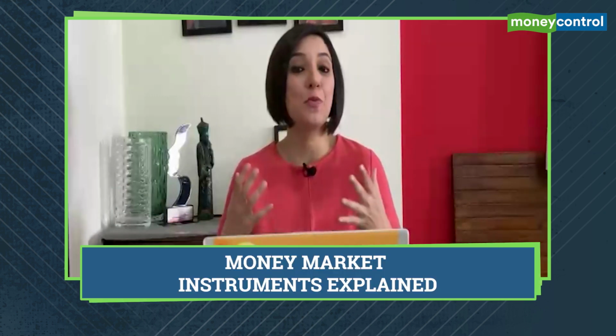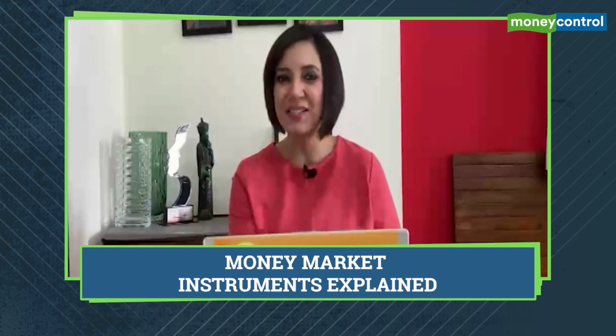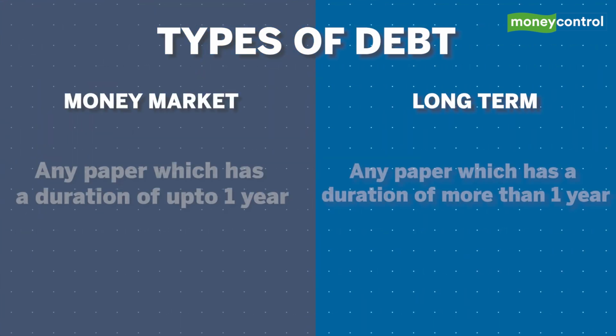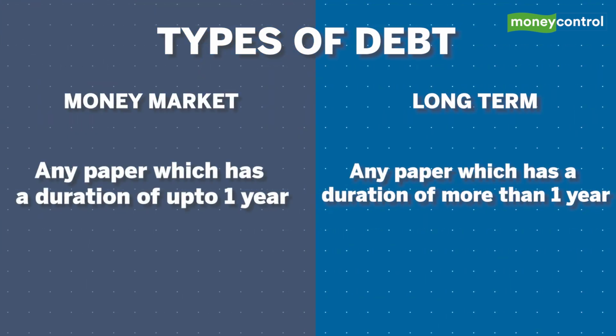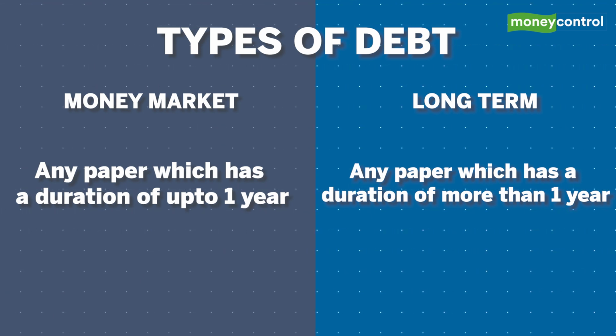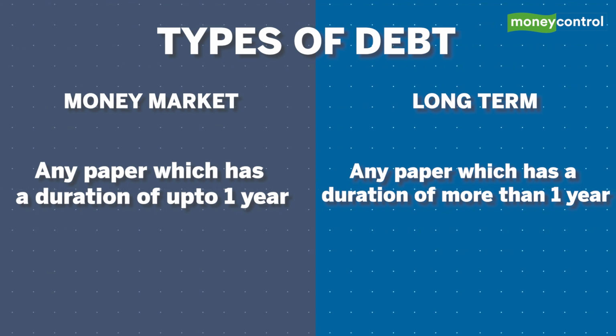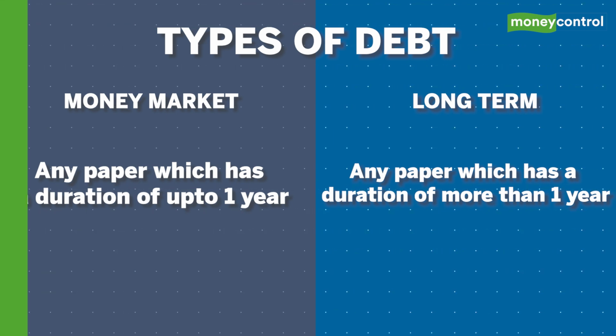Whenever we advise investors to closely monitor the fact sheets of debt mutual funds, one of the questions that gets asked most often is, how do I know what is what? Well, here's a look at what is what. There are essentially two kinds of papers that debt funds invest in. Money market, which is essentially any paper which has a duration of up to 1 year, and long term, which is papers with a duration of over 1 year.